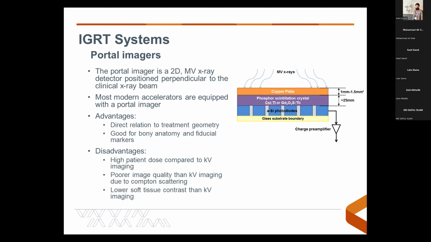The advantage is a direct relation to treatment geometry because you're using the main clinical beam, and it's good for bony anatomy and fiducial markers. Disadvantage, you have a high patient dose compared to KV imaging, so much higher dose. Poorer image quality than KV imaging, and this is because of the Compton scattering, lower soft tissue contrast than KV imaging because the primary interaction is the Compton effect, which is less sensitive to patient density than KV imaging is, which uses the photoelectric effect.